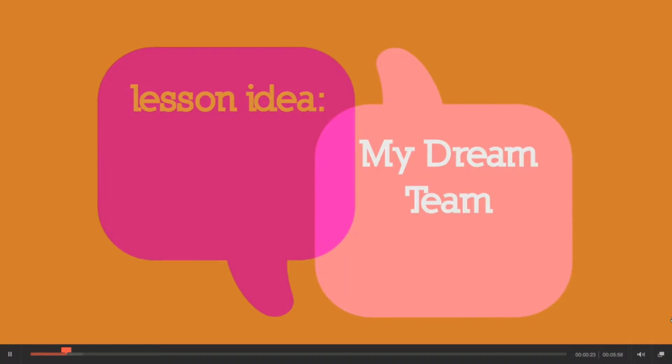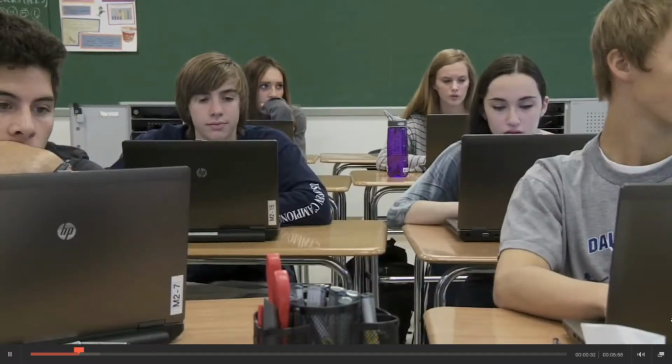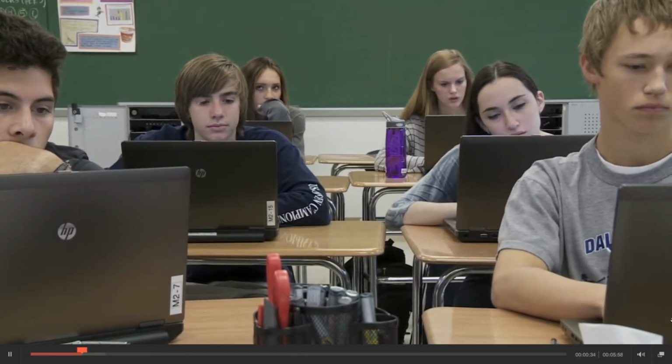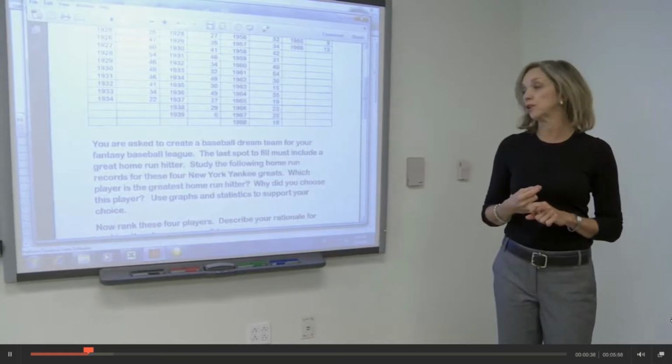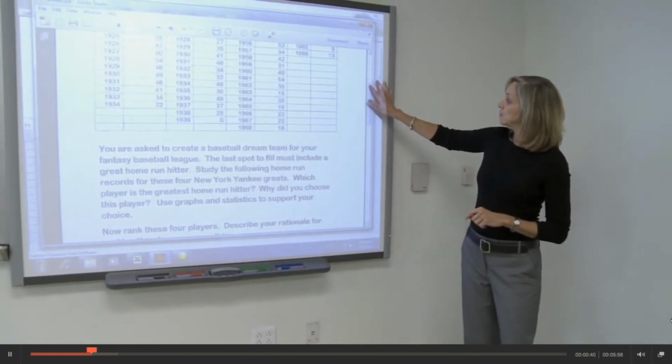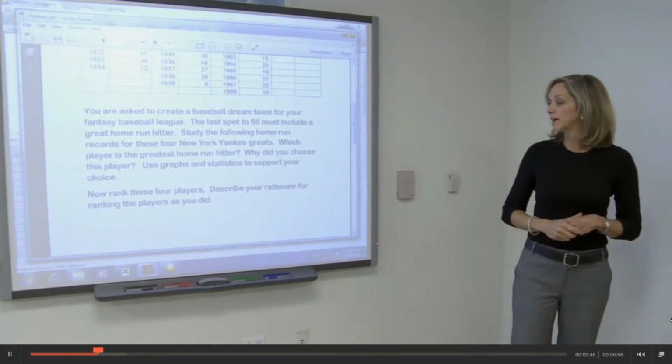So what I want you to do is study the following home run records for these 4 New York Yankee greats. Which player is the greatest home run hitter? Why did you choose this player? And in order to come to your conclusion, you might want to use graphs and statistics to support your choice. Then, after you identify the greatest, you need to rank the 4 players and describe your rationale for the ranking.